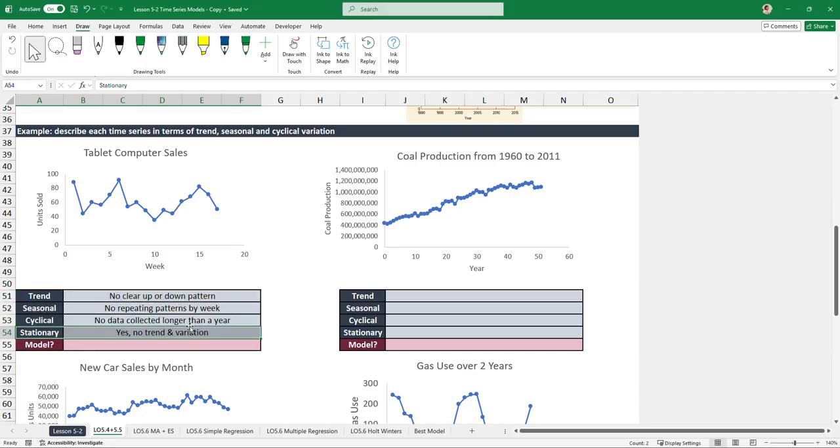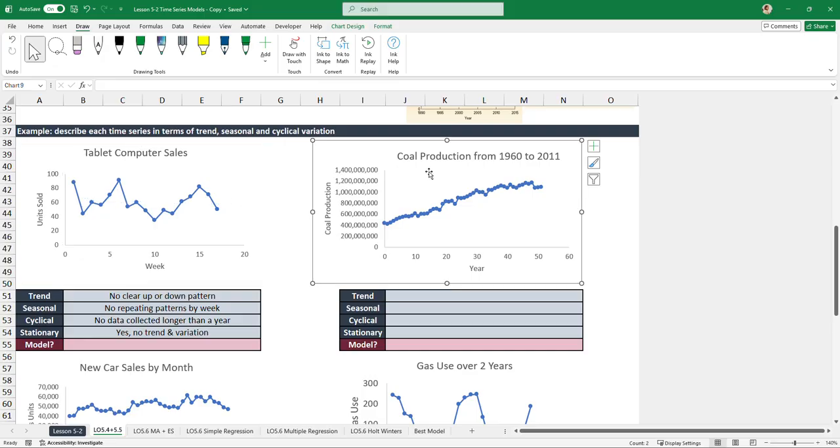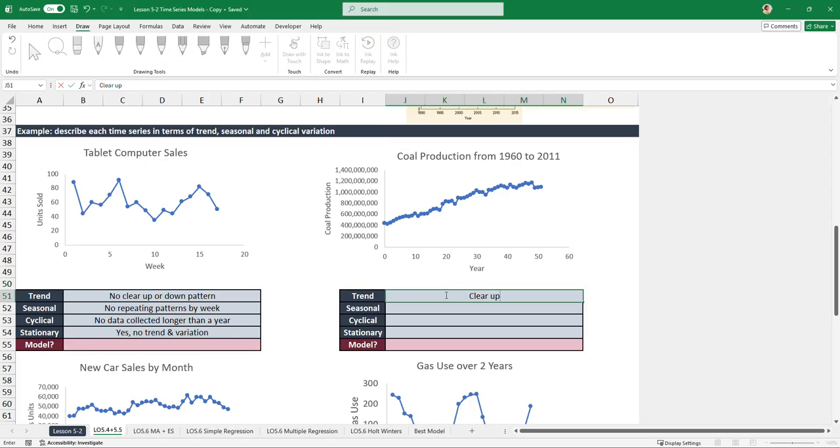This one is more of a stationary time series where the ups and downs just kind of cancel each other out and you get this almost flat trend. If we look at this example on coal production from 1960 to 2011, if you looked at the trend line for this one, it's clearly an increasing trend. So clear upward trend by year.